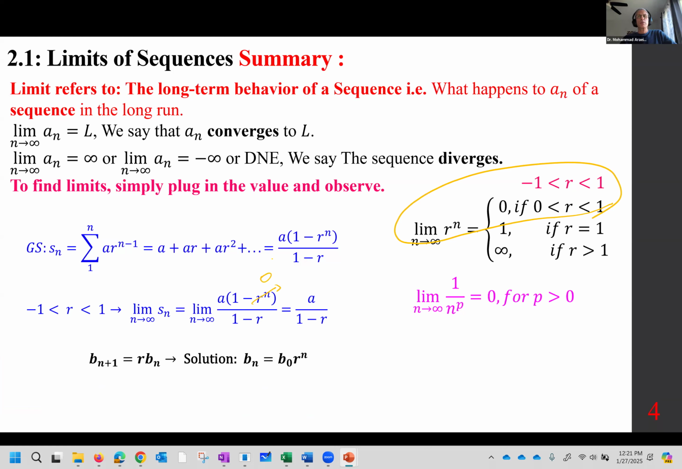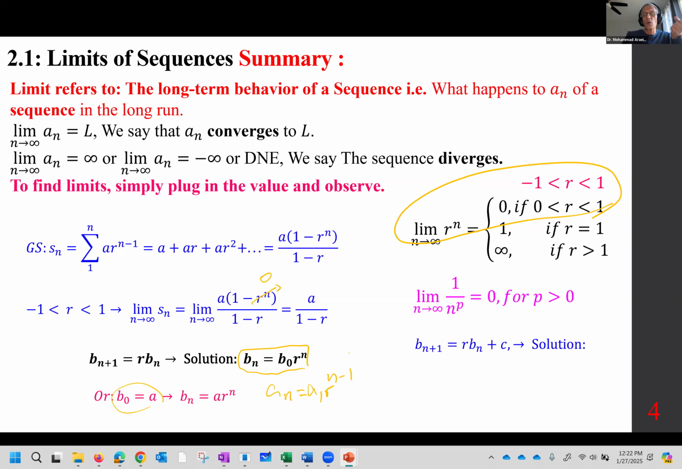With the geometric sequence b sub n plus 1 is r times b sub n, and the solution is b sub n equals b sub 0 times r to the power of n. By the way, in some texts they use this, in some texts they use a, and it's the same as what we wrote in the previous one, which was we had a sub n equals a sub 1 times r to the power of n minus 1. They all mean the same thing. We are looking at it from different points of view.